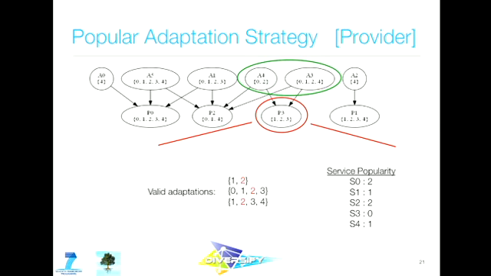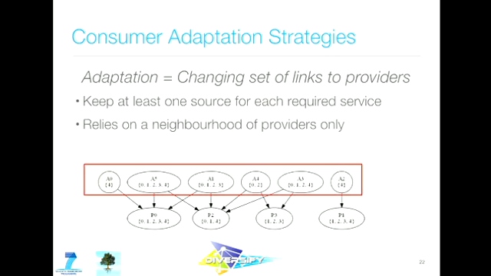Okay, so now I'm going to move on to consumer adaptation strategies. Consumers, again, are the top layer of that, and basically change the set of links to providers. For consumers, you can also adapt willingly. You always have to have the services that you require being provided, because if you're not having the services provided, you're kind of dead. You're not really working. There's no point of you existing.